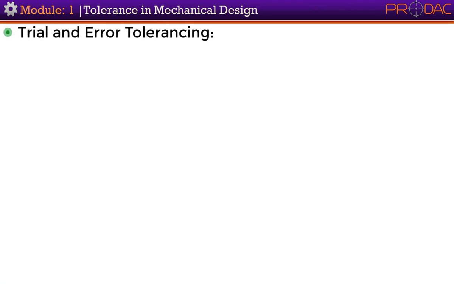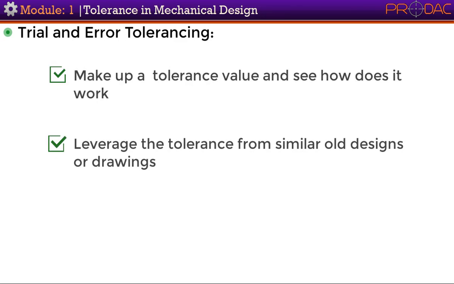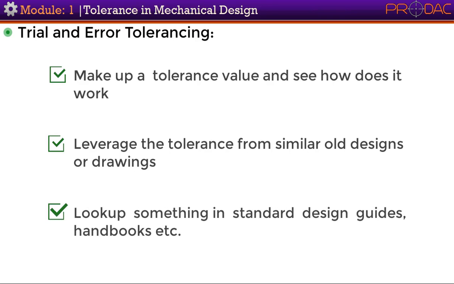Now let us have a closer look at the trial and error methodology of tolerancing. There are three basic steps to be followed here. Make up a tolerance value and see how it works. Leverage the tolerance from similar old designs or drawings. Look up something in standard design guides, handbooks, etc.